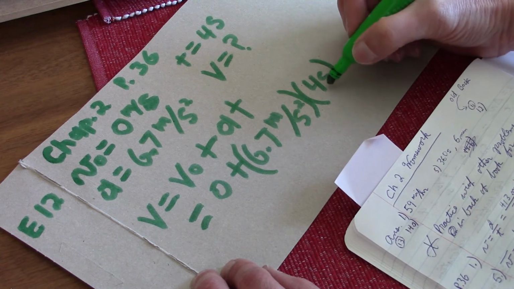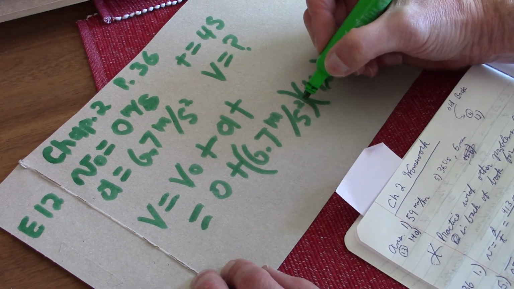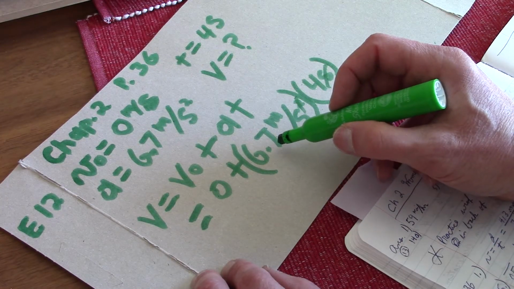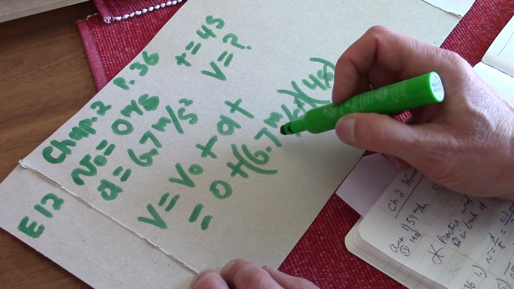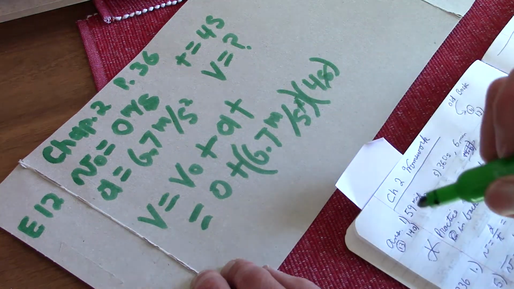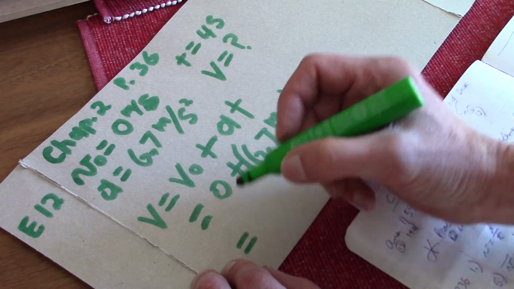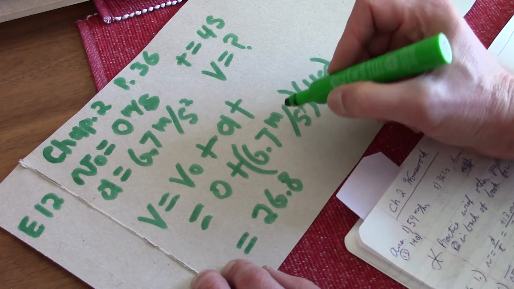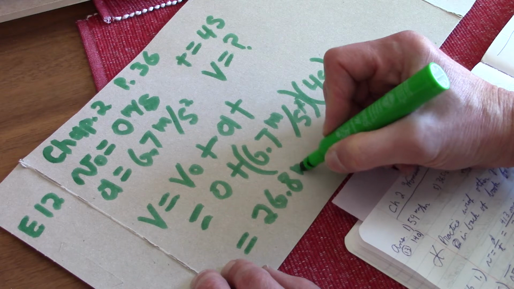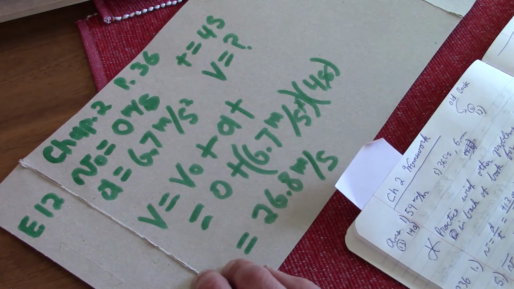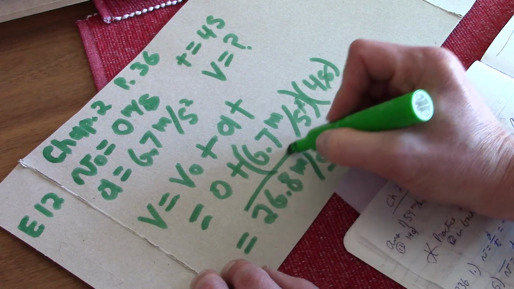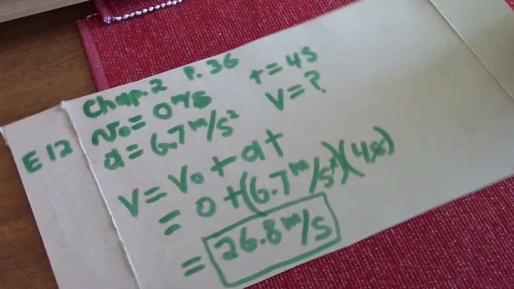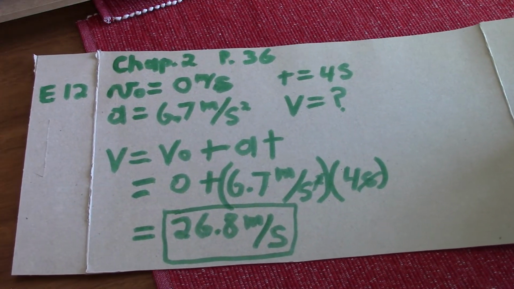Now look at this, units: this second cancels out, it's seconds squared, it cancels out with the square, now it's just seconds. So you have 6.7 times 4 meters per second. And that equals 26.8. The only units left are meters per second, which are the units of velocity. And that's E12. Okay.